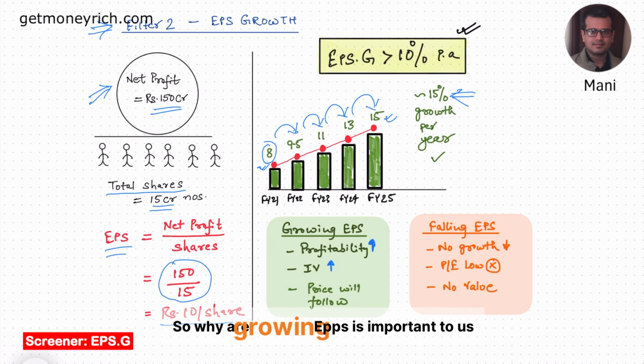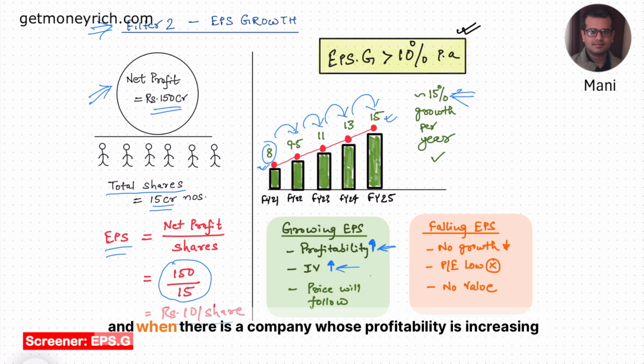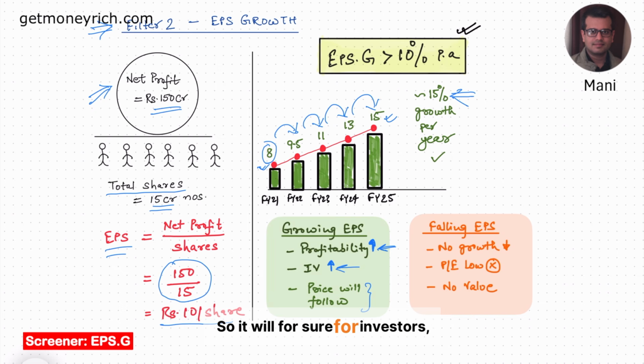So why is a growing EPS important to us? Because a growing EPS is a representative that the company is for sure profitable. Growing EPS will also ensure that the intrinsic value of the company keeps rising over the years. And when there is a company whose profitability is increasing and whose intrinsic value is also increasing, the stock price of such a stock also goes up. So for investors, it will for sure make money, it will do capital appreciation.